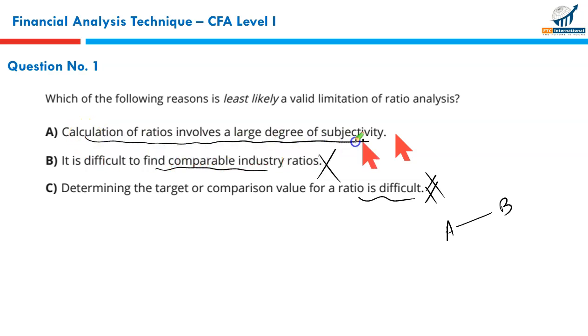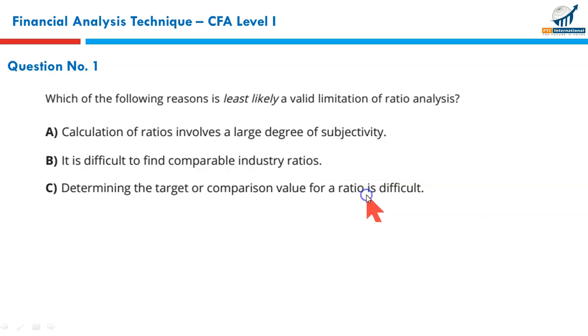Calculation of ratios involves a large degree of subjectivity. Every ratio you will study in these questions is based upon numbers. All are quantitative measures. So this is not a valid limitation. Calculation of ratio involves large degree of subjectivity. No. There is no subjectivity in calculation of ratios. All the ratios that you will calculate involve numbers, and numbers are objective, not subjective. So that A is the least likely limitation of ratio analysis. So that makes A the correct option. And as you can see, A it is.